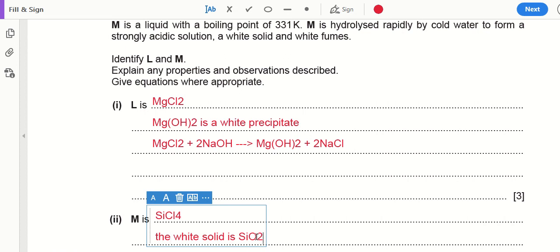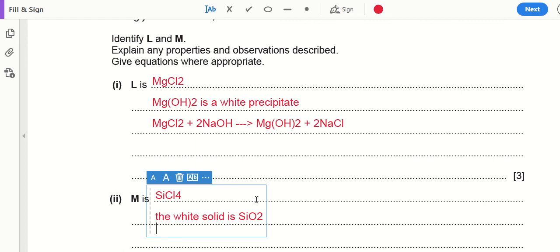Right, what other things can you write? We can talk about the white fume. HCl is the white fume. Okay, done. We got the other 3 points for identifying M and the explanation.